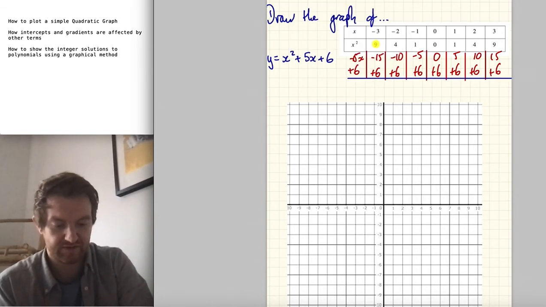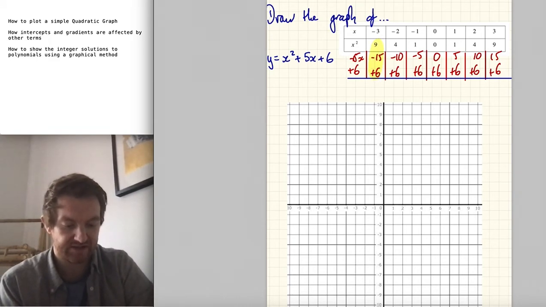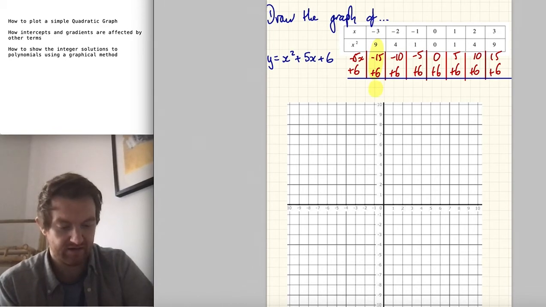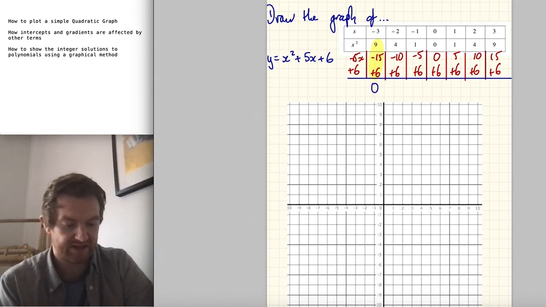So for this first one, I've just highlighted them in yellow. I can say, well, 9 minus 15 is negative 6, plus 6 is 0. 4 minus 10 is negative 6, plus 6 again 0. Then negative 4 plus 6 gives 2, 6. This one now is 12, 20, and 30.